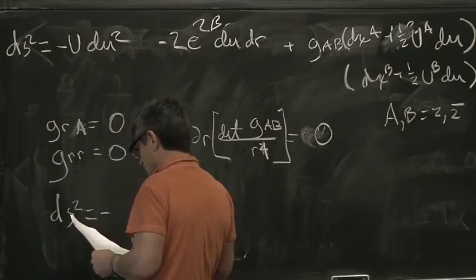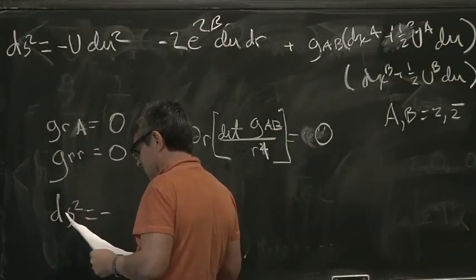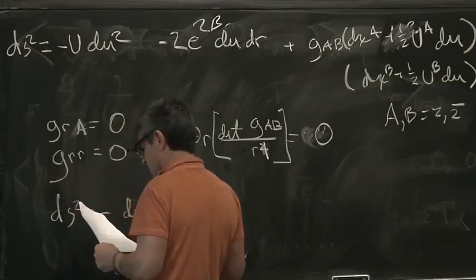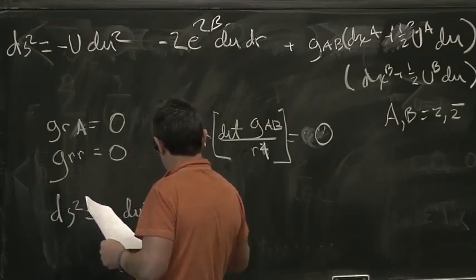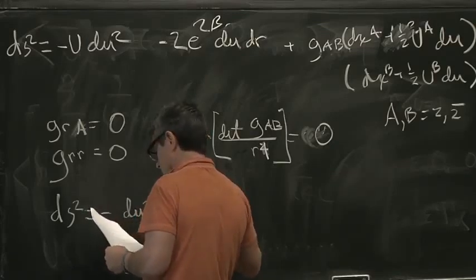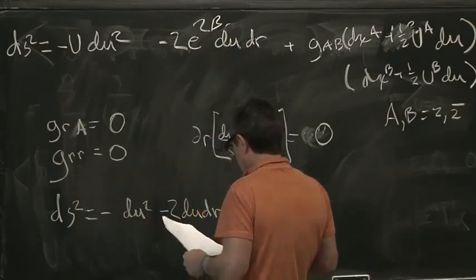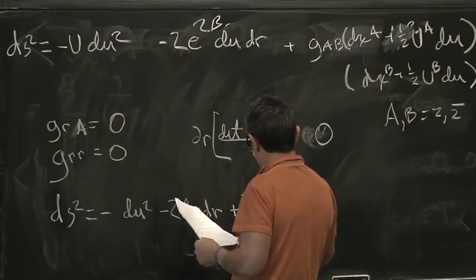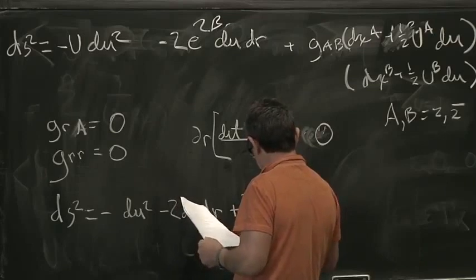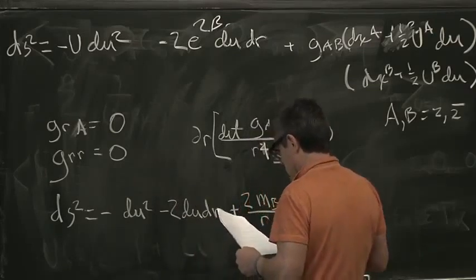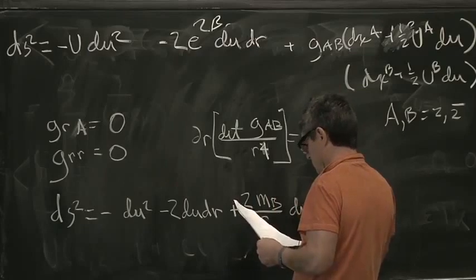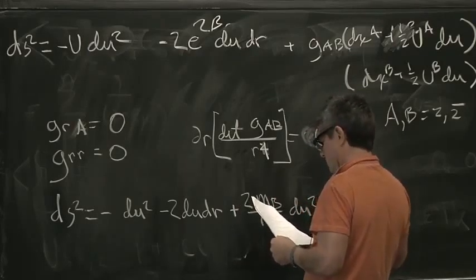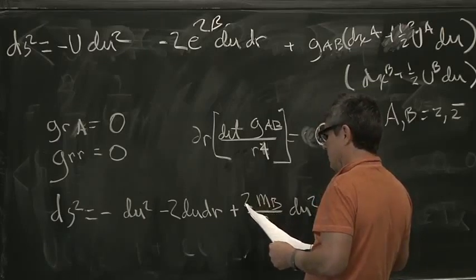Okay, so what asymptotically flat means is that at generic points in the middle of scri, ds squared should go like minus du squared minus 2 du dr plus 2 times something called the Bondi mass aspect over r du squared plus, sorry, I didn't mean to write it like that.